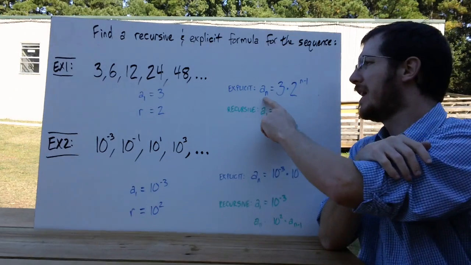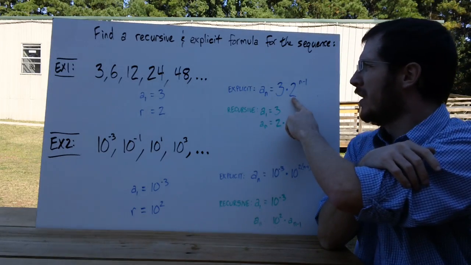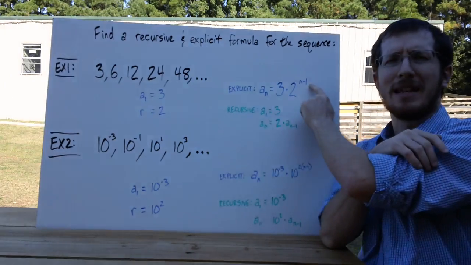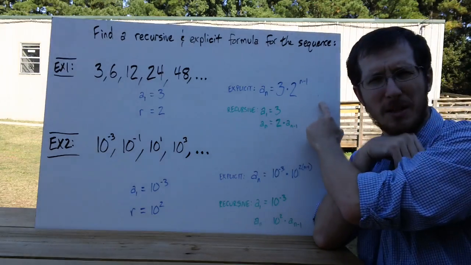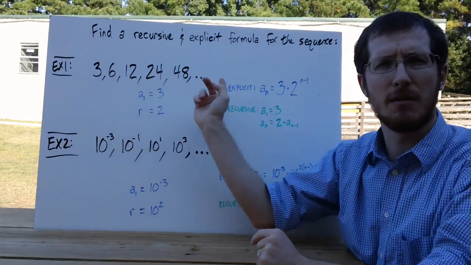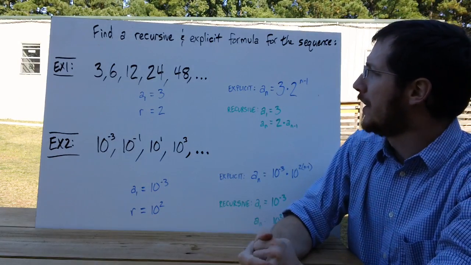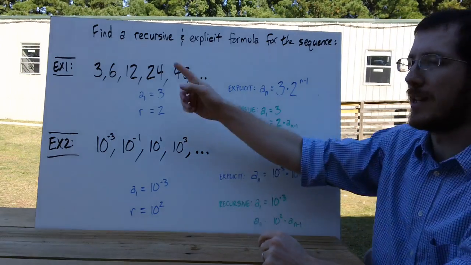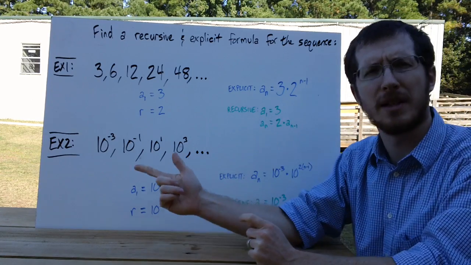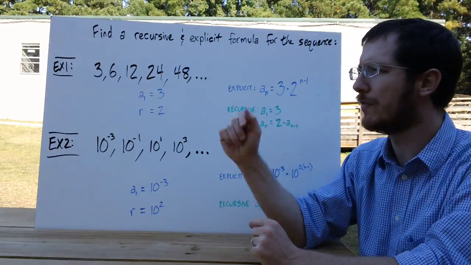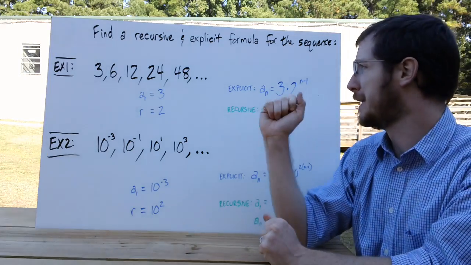Explicit form, we have a sub n equals our initial value, 3, times our base, our common ratio, 2 to the n minus 1 power. Now, what kind of function does that look like? It looks just like an exponential function, doesn't it? And if you were to graph this sequence, n versus the actual term, it would look like an exponential, in this case an increasing growth function. Remember, arithmetic sequences model linear functions. Geometric sequences will always model an exponential function.